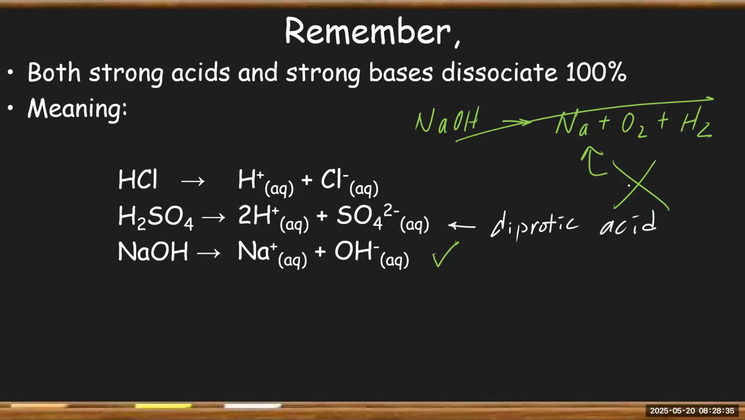Diprotic is part of polyprotic. There's also triprotic. Is there a tetraprotic? The answer is no, because that's too many hydrogens. And if you think about it, this is not part of Regents Chem, but definitely part of regular high school chemistry.